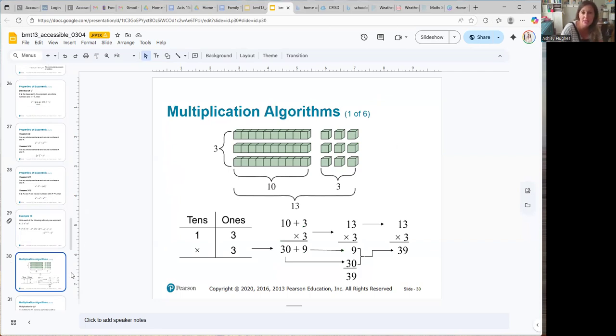Here's multiplication algorithms. If I'm illustrating 3 times 13, this is one way of thinking about it. So I have 3 times a 10, that gives me 30. And then I have 3 times a 3, that gives me 9. So I have 30.